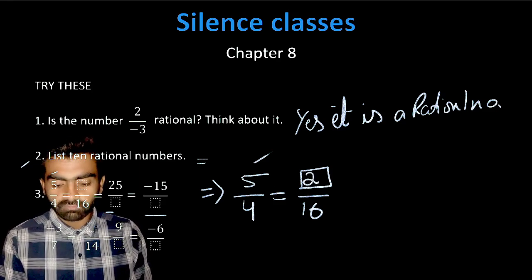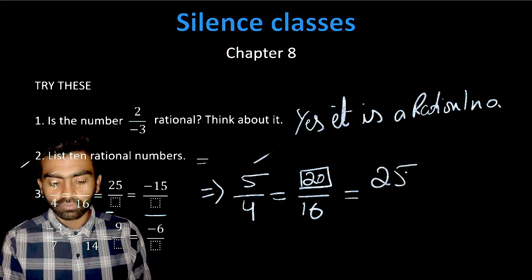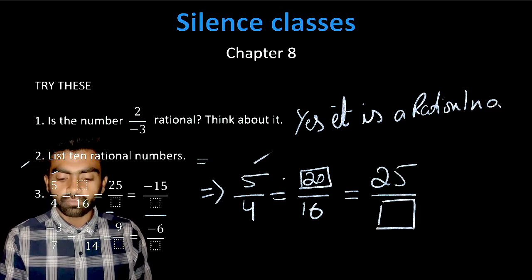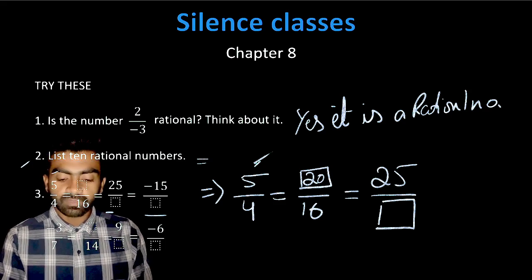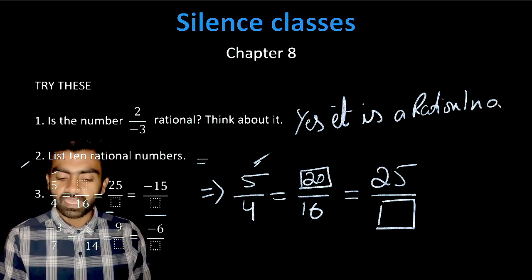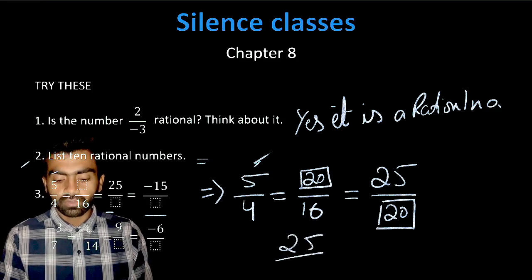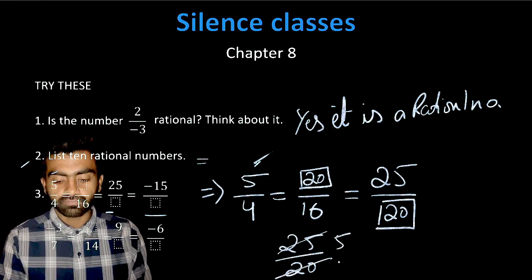4 fives are 20, we will get 20 upon 16. Equals to 25 is given over here and the bracket is over here. So what should we multiply in 5 to get 25? 5 fives are 25. If I am multiplying 5 over here in the numerator, we have to multiply 5 over there in the denominator. 5 fours are 20. If we do it in the standard form, you can check that 5 upon 4 will come. 5 fives are 25 and 5 fours are 20.